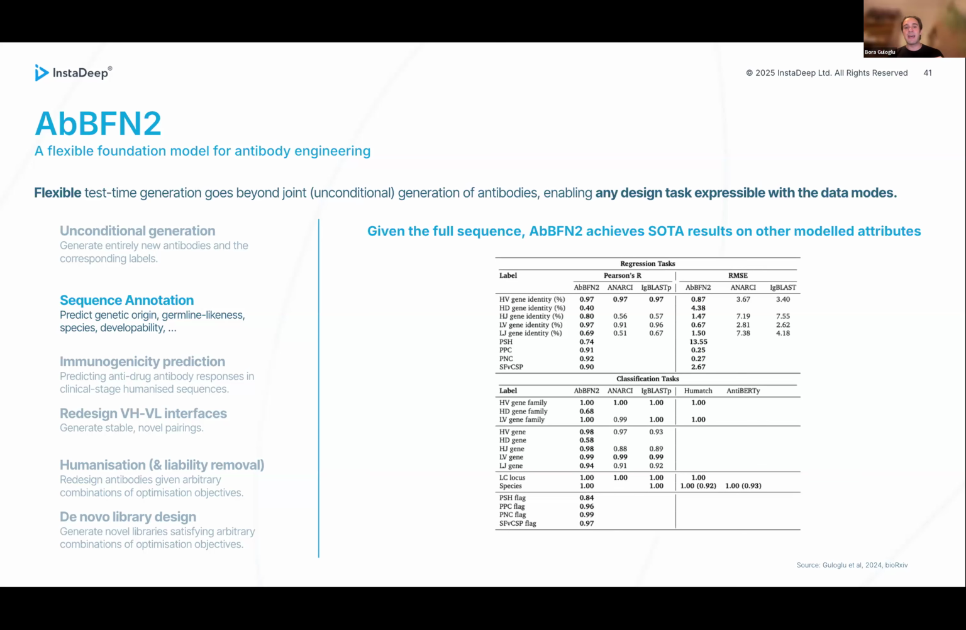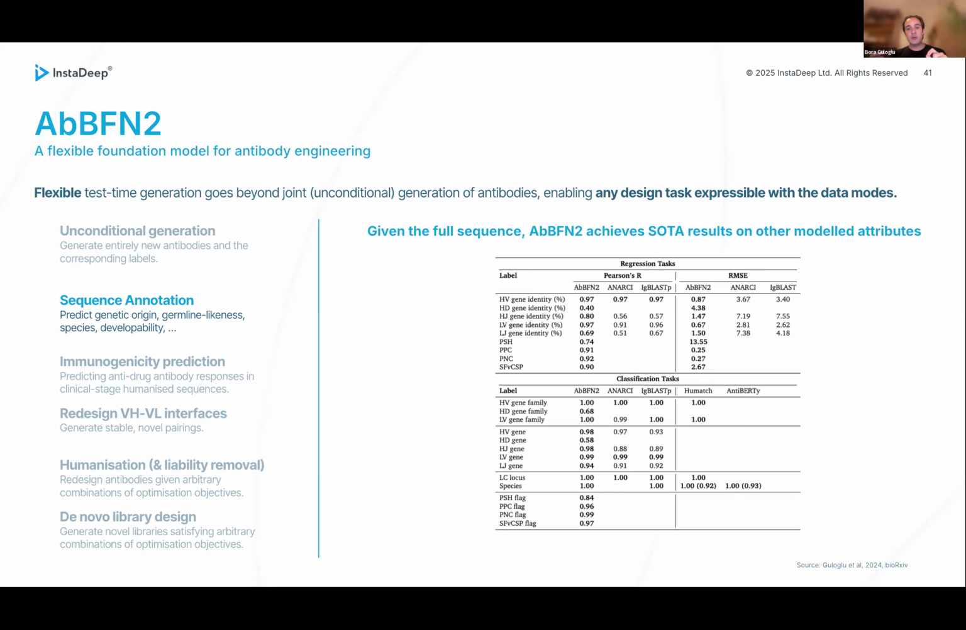For instance, we're comparing gene identities to IgBLAST here, which is a much, much simpler algorithm, right? But the key thing here is that if we can learn all of these different attributes together, then we can tackle the inverse task, right? So then you can actually look at multi-objective optimization. But first, you need to actually make sure that sequence to attribute works really well.